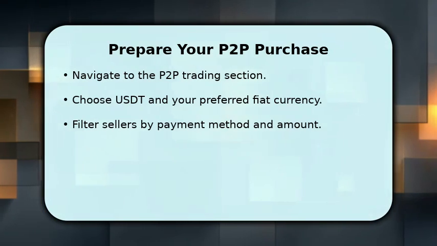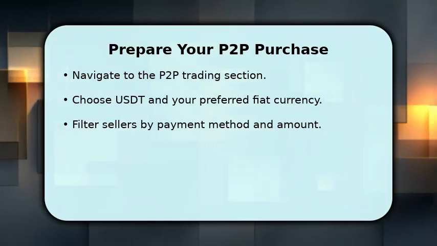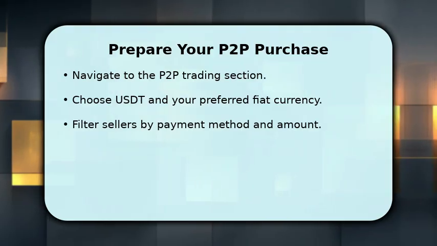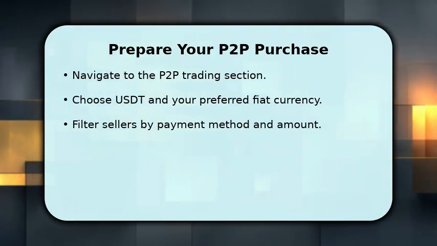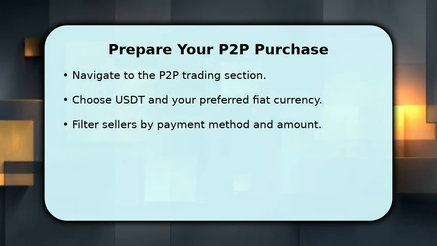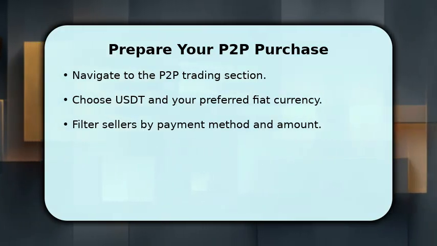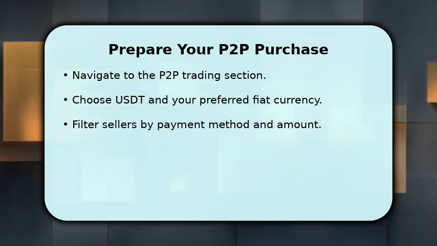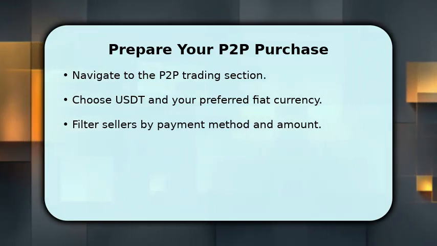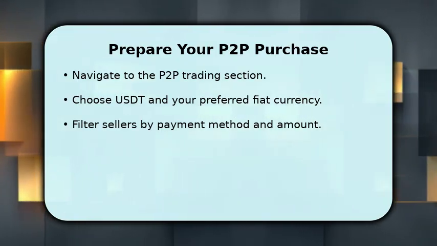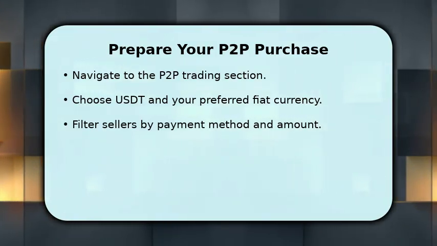To begin, open your Binance app or website and find the P2P trading option. Select USD as the cryptocurrency you wish to purchase. Next, choose your local fiat currency, such as USD or EUR, from the available options. You can then filter the listed sellers by your preferred payment method and the amount of USD you want to buy, for example, for $100 or more. This helps you find suitable offers quickly.